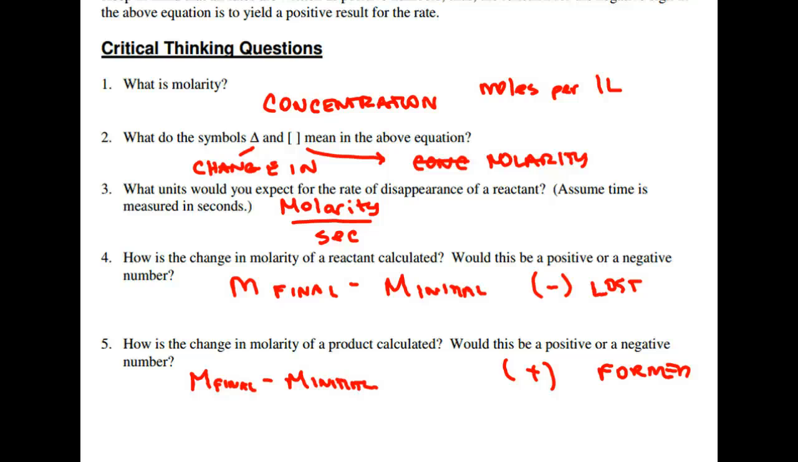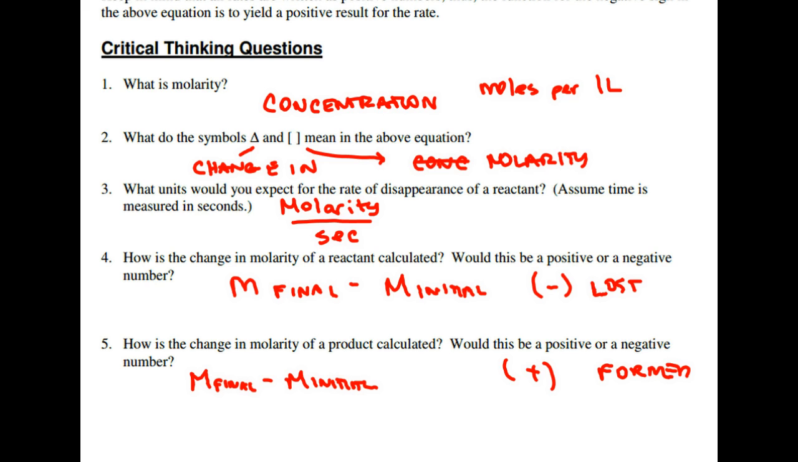This is the video for the Chemquest number 42. On the first page, molarity, we know it as concentration or moles per 1 liter. The change, delta is change in, and the parentheses is molarity or concentration. The units would be molarity per second.